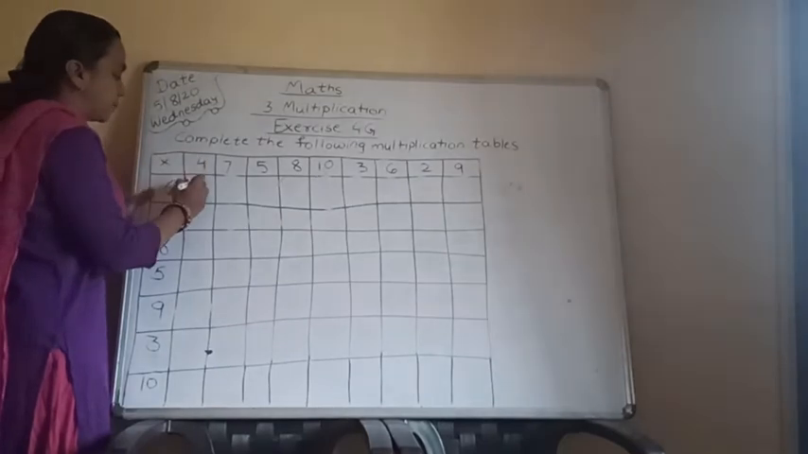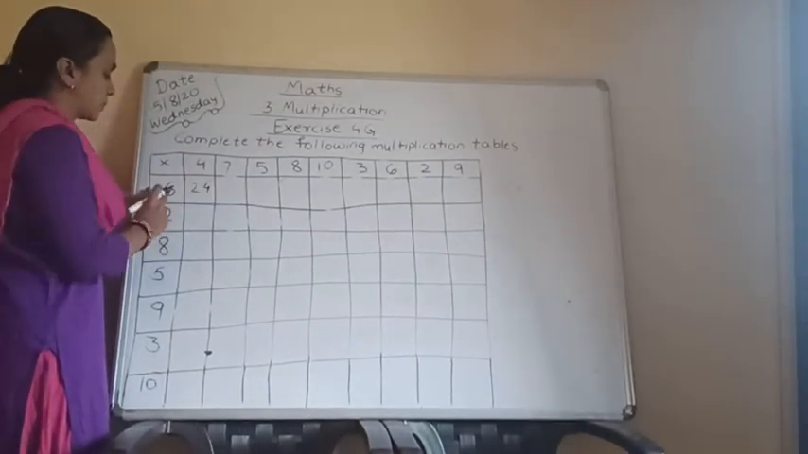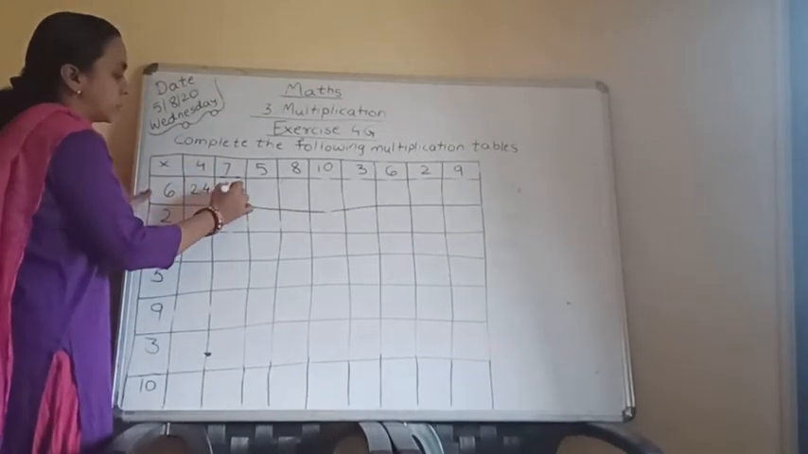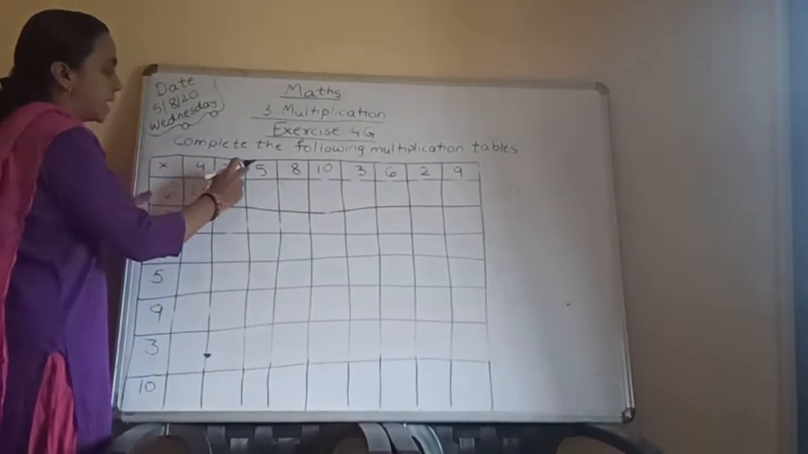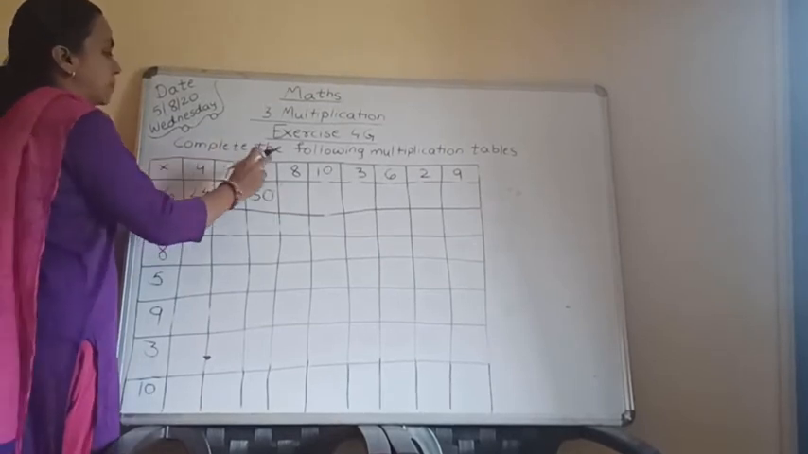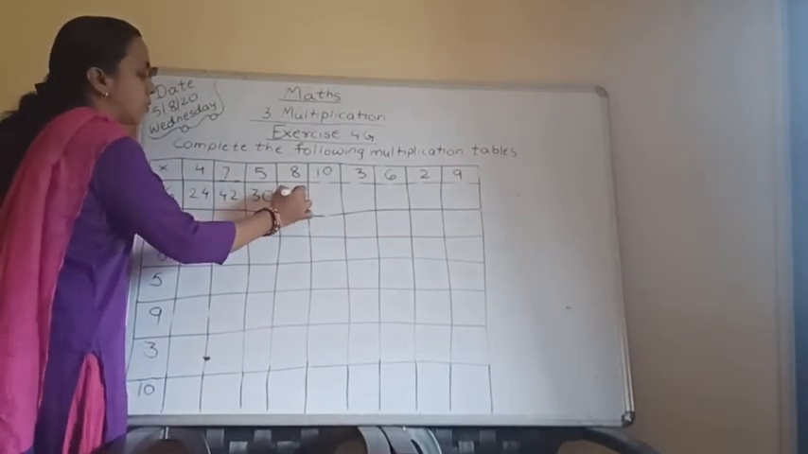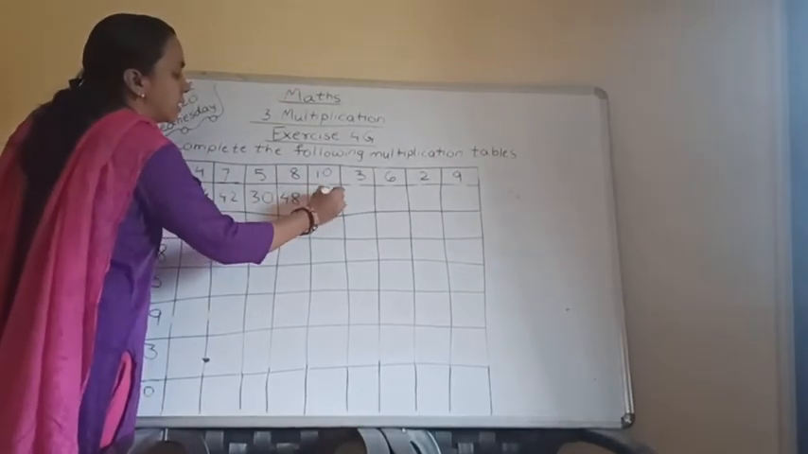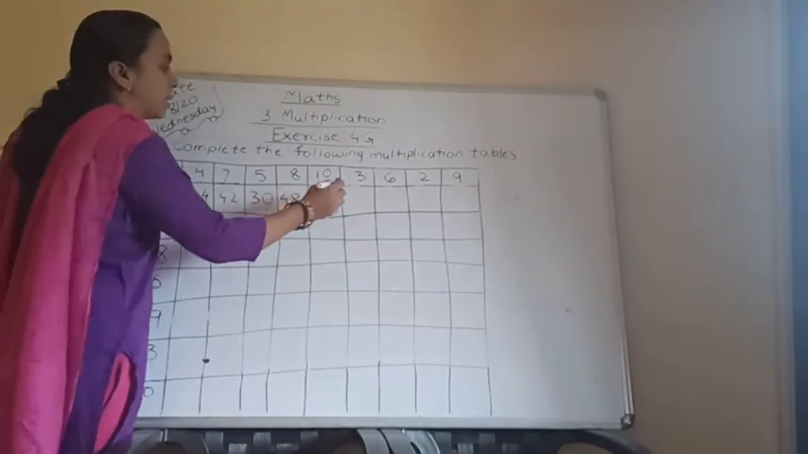6 4s are 24. 6 multiplied by 7. 6 7s are 42. 6 multiplied by 5. 6 5s are 30. 6 multiplied by 8. 6 8s are 48. 6 multiplied by 10. 6 10s are 60. 6 multiplied by 3.